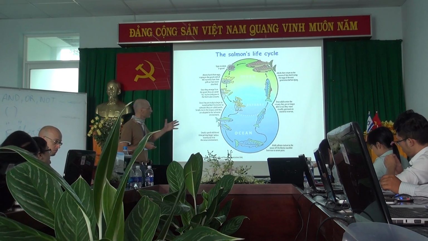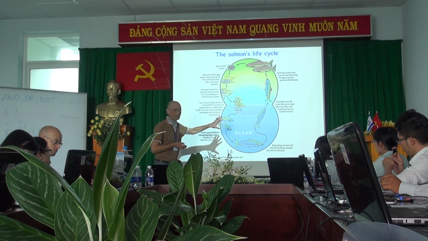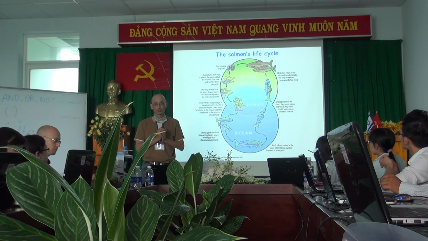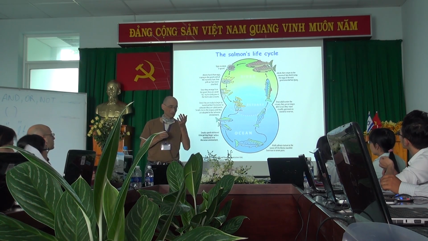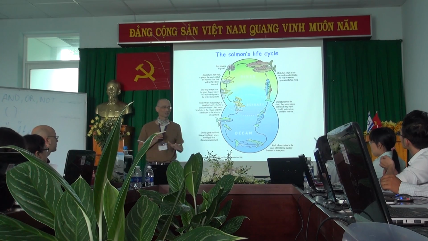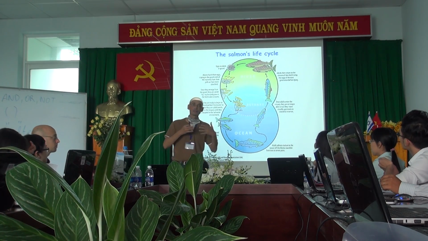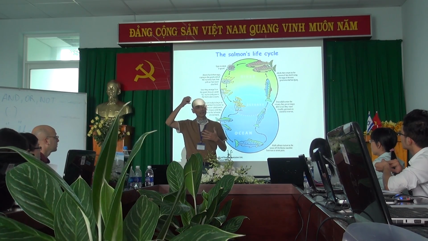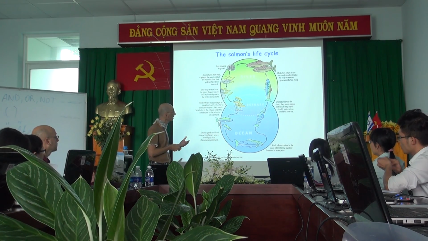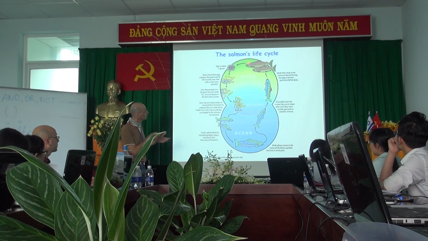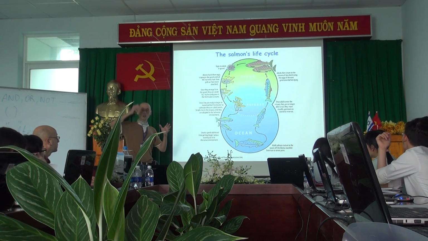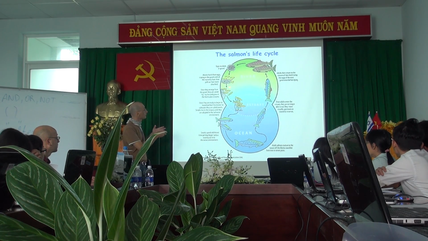So, let's first of all, very rapidly have a quick look at the life cycle of salmon. The salmon is a fish that I don't think that you have in Vietnam, because it's a fish that grows in cold climates. So in Scotland, in Canada, in Norway, they have salmon. The salmon breeds in the river, upstream in the river.